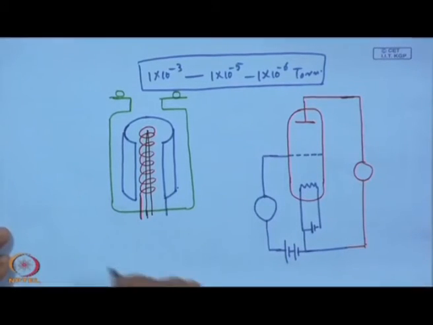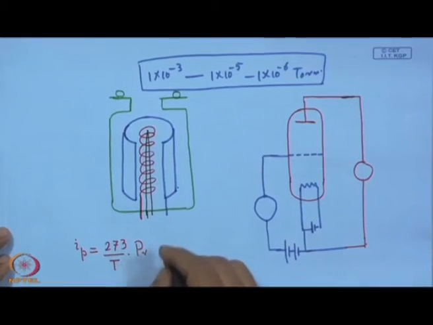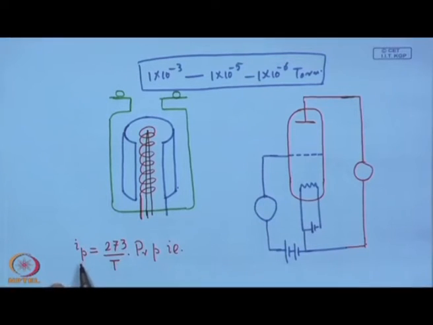In fact, here we can see that this I p we can write as 273 by T into P r into P into I e. That means this is one equation which correlates the ion current with the electron current and the inside pressure, that is the temperature, and this one is called the ionization probability, and on this principle this instrument works.